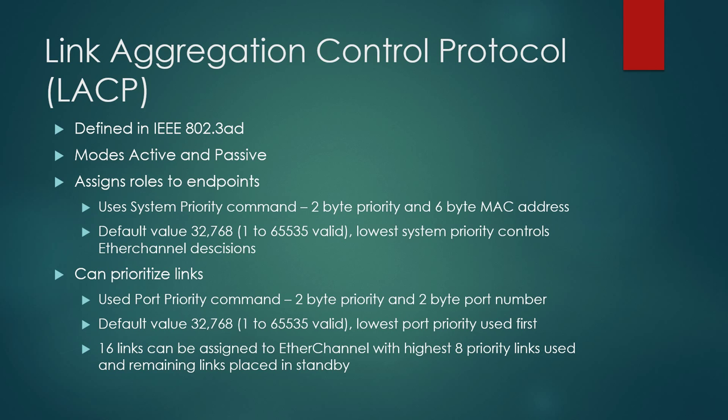Now, links or ports with the lowest priority will be used first, and higher priority links will be used last. We can assign up to 16 links to an Ether channel with link aggregation control protocol, where the lowest eight value links would be used to build our Ether channel, and the remaining links would be used as standby links. So when we set the priority of the links with the priority command, we can influence which links will be preferred in our Ether channel and which links will be standby links.